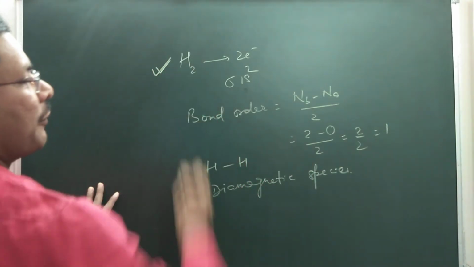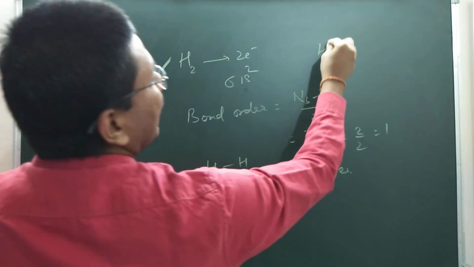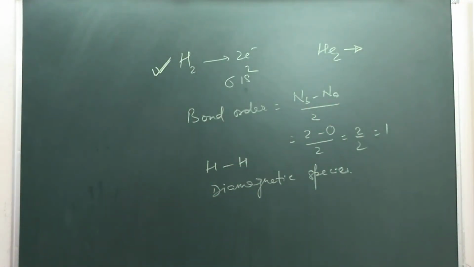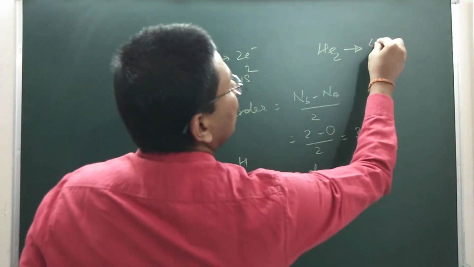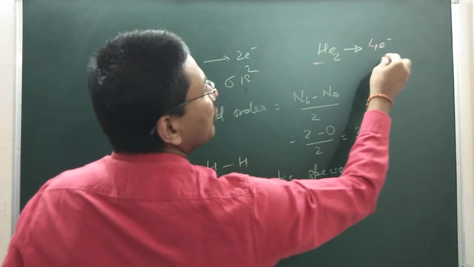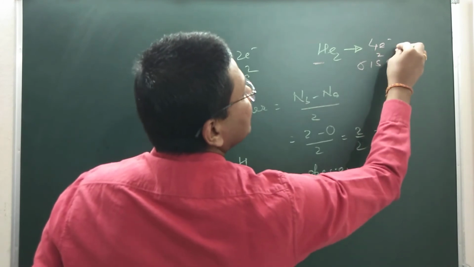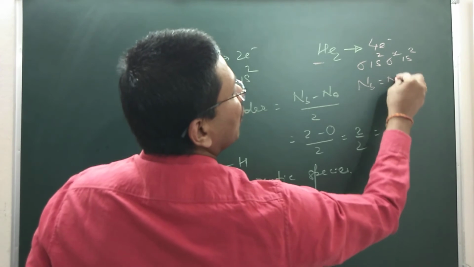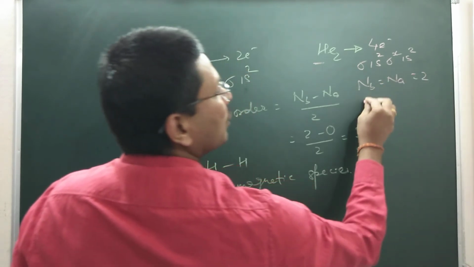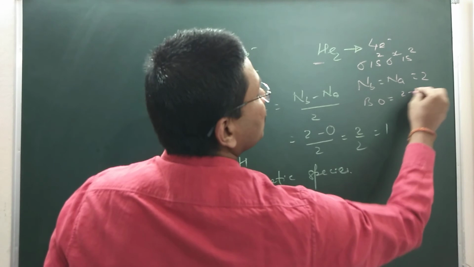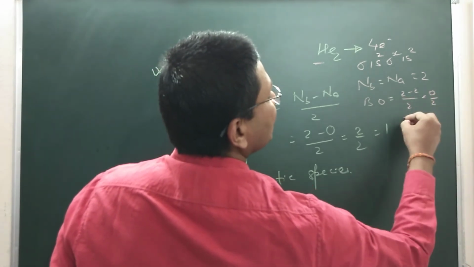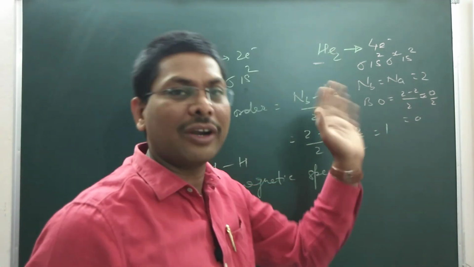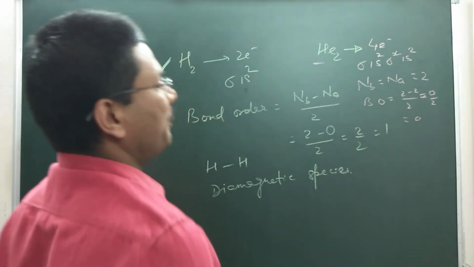So the first is done. Now similarly they ask for helium, He2. What you can do is take 4 electrons, because helium has 2 electrons, so 2 twos are 4: sigma 1s2 sigma star 1s2. So the number of bonding electrons is equal to the number of anti-bonding electrons, that is 2. So bond order is 2 minus 2 by 2, that means 0 by 2, that means 0. If the bond is not there, how will the molecule exist? So He2 does not exist because the bond order is 0.